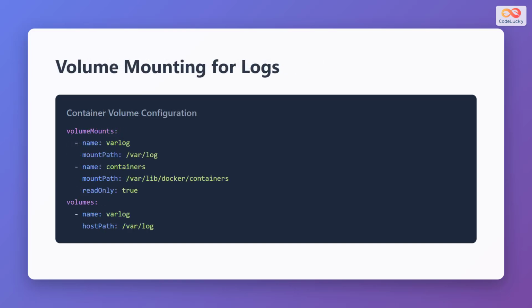To access logs from the host node, the logging agent needs proper volume mounts. The volume mount section defines 2 critical paths. First, we mount the /var/log directory to access system logs. Second, we mount /var/lib/docker/containers as read-only to access container logs. In the volumes section, we specify that varlog comes from the host path /var/log. This configuration gives the logging agent access to all log files generated by containers running on the node.